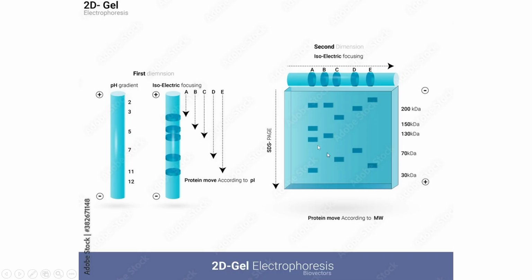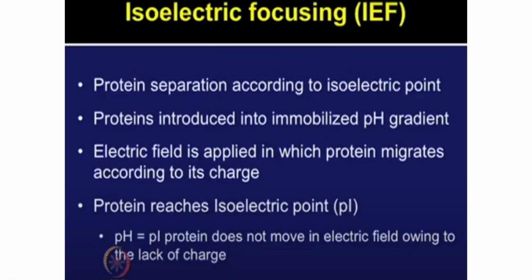If you do just one dimension, directly SDS-PAGE, all of these proteins which you are seeing separated in different lanes, you might see in one lane itself. So that is the benefit of doing 2D gel electrophoresis. Protein separation according to isoelectric point, that's the principle of isoelectric focusing. Proteins are introduced into an immobilized pH gradient. The strip itself has a pH gradient, and proteins separate on the basis of isoelectric point.